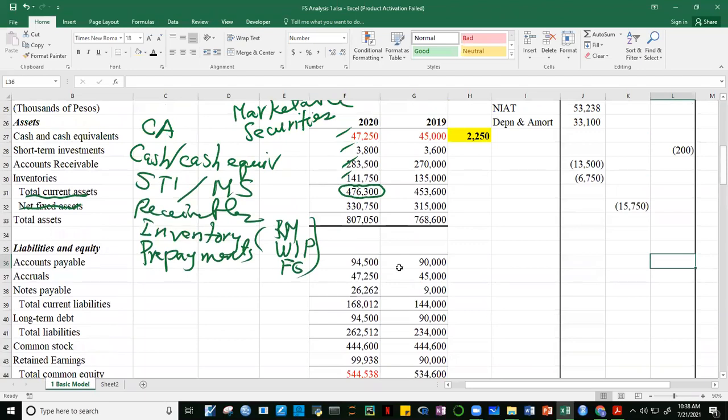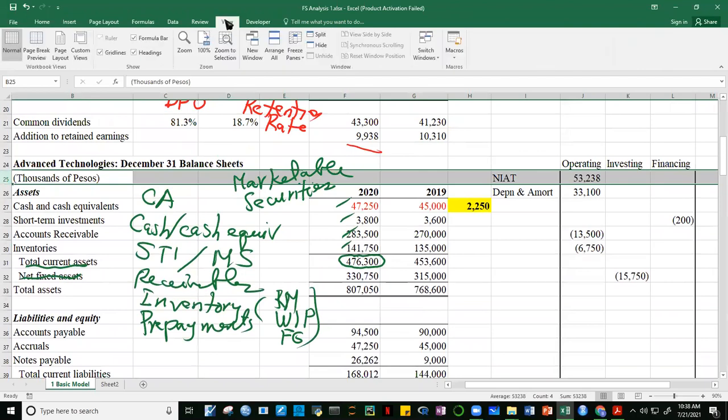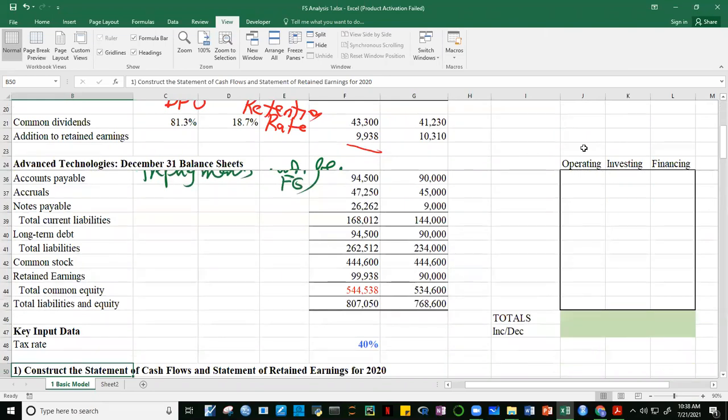Okay, accounts payable, 90, 94,500. Operating, investing, financing. Fix natin freeze pane ko. Accounts payable, guys, from 90, naging 94,500. So where will it fall under? Operating, investing, financing. Saan ba na-generate yan? Pagbili ng supplies on account, di ba? So, saan yan? Operating. Yes, correct. Obviously, it's operating.